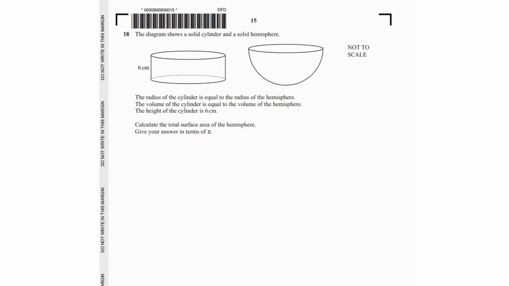The diagram shows a solid cylinder and a solid hemisphere. The radius of the cylinder is equal to the radius of the hemisphere, and the volume of the cylinder is equal to the volume of the hemisphere as well. The height of the cylinder is 6 centimeters. We have to calculate the total surface area of the hemisphere, giving an answer in terms of pi.